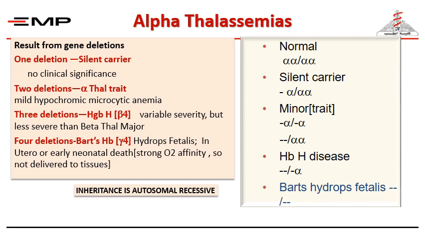But if you have deletions of all 4 alpha genes, we get what we call hemoglobin Bart. It's composed of 4 gamma chains. It's incompatible with life because it has strong oxygen affinity and does not deliver oxygen to the tissues. Alpha thalassemia is inherited as an autosomal recessive disorder.